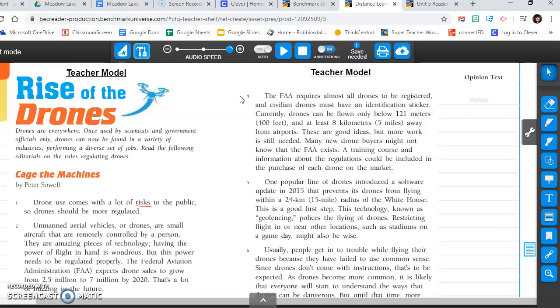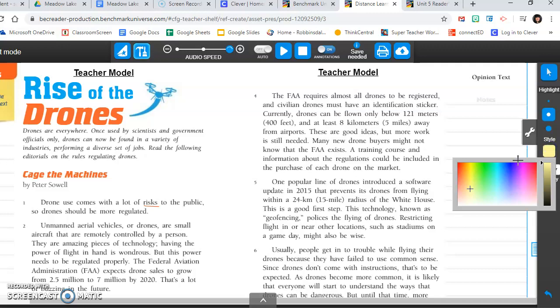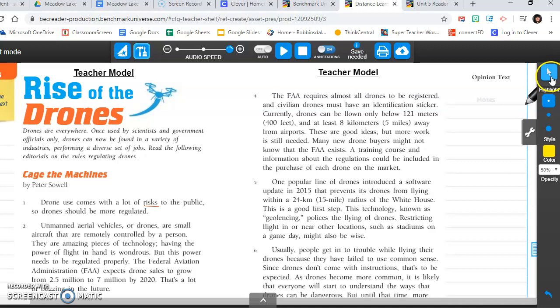Many new drone buyers might not know that the FAA exists. A training course and information about the regulations could be included in the purchase of each new drone on the market. As I read this paragraph, I saw a phrase that made me think of a solution. I'm going to get my highlighter, make it a nice bright yellow, and I'm going to highlight the words good ideas. Now the reason I did that is because that made me think of a solution to a problem, thinking me back to my text structure, problem and solution.